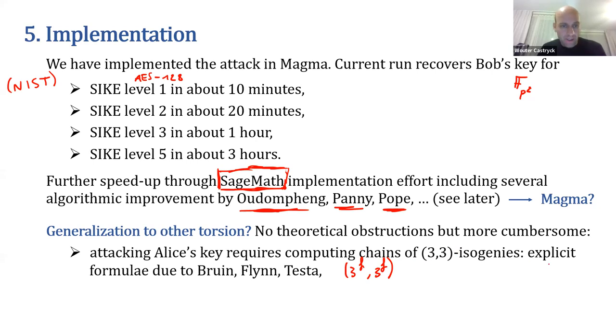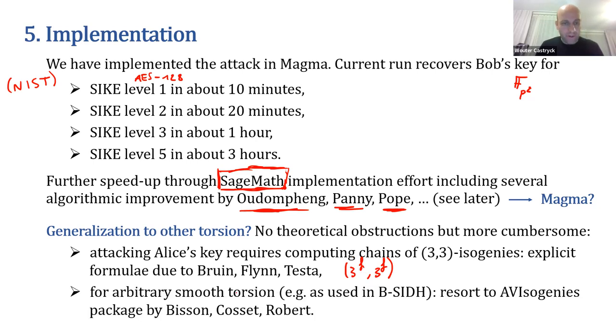That is possible. So there are explicit formulas due to Brian Flynn and Testa. And actually, Thomas is now collaborating with Sabrina Kunzweiler on making this more efficient. So in theory, there's definitely nothing that stops you from that. And even for higher torsion, as long as it's smooth, I would say this attack idea applies.